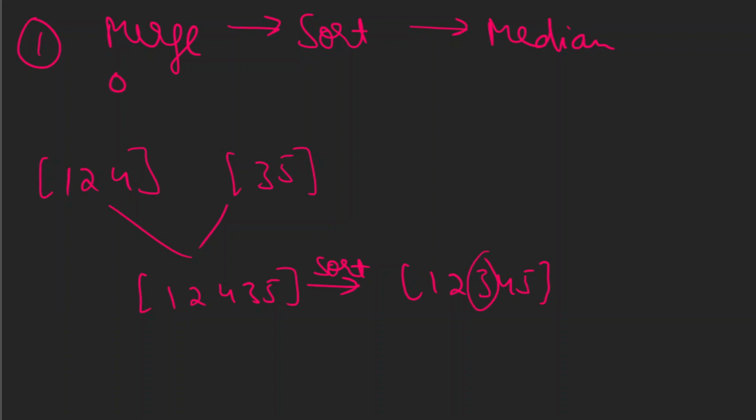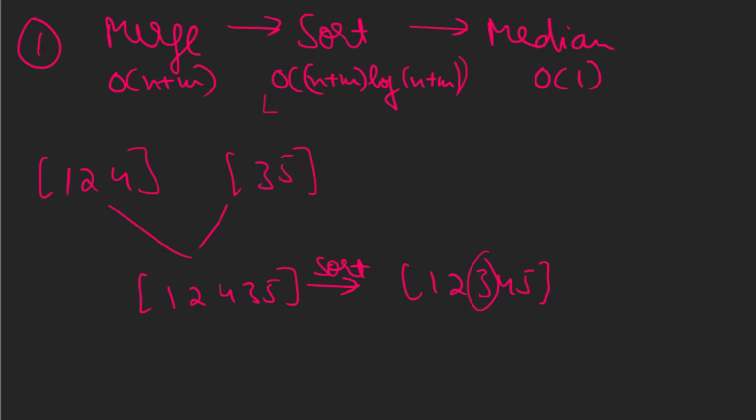After sorting them you can easily calculate the median. So merging takes order of n plus m time, sorting takes order of (n plus m) log of (n plus m) time, and the median takes constant time, because you only need to check the middle element. You only need to check if it's an odd sized or even sized array, and you will get your median in constant time.